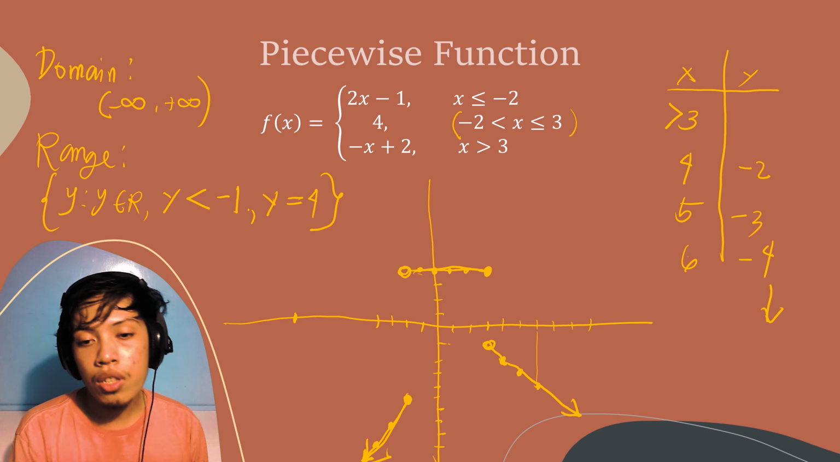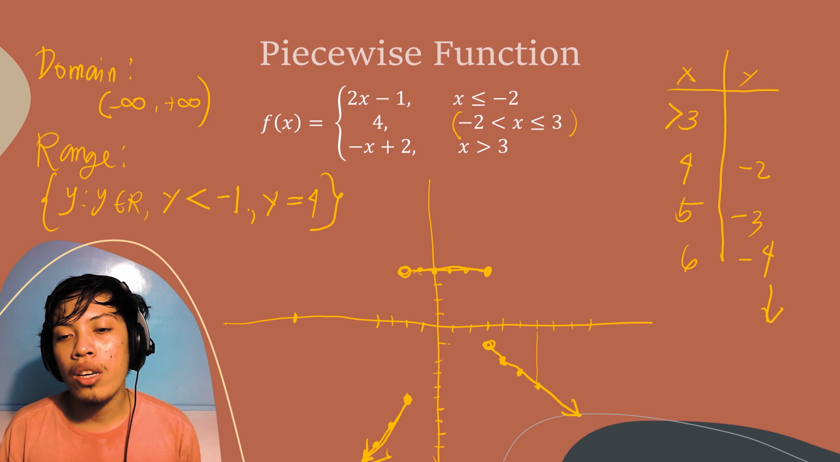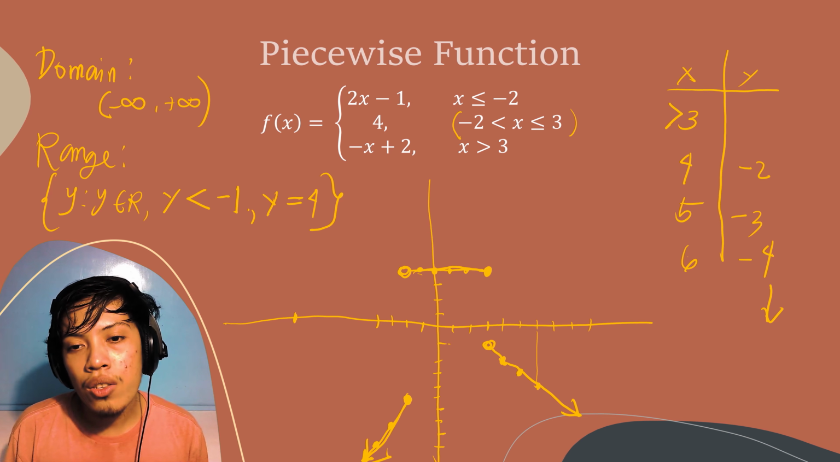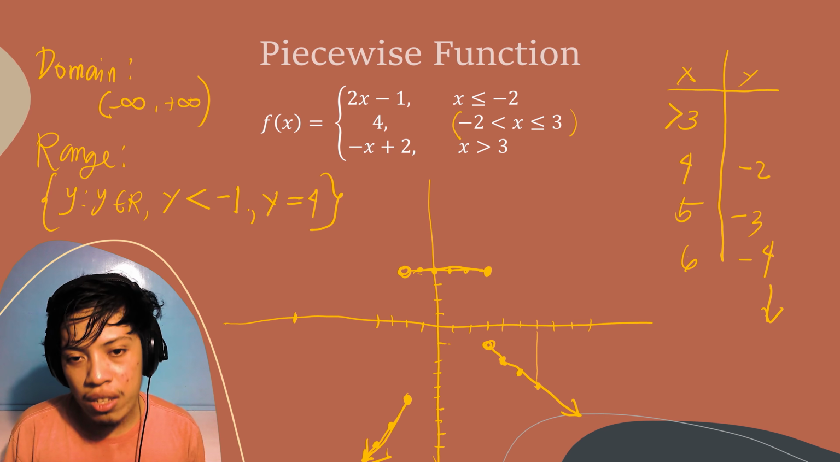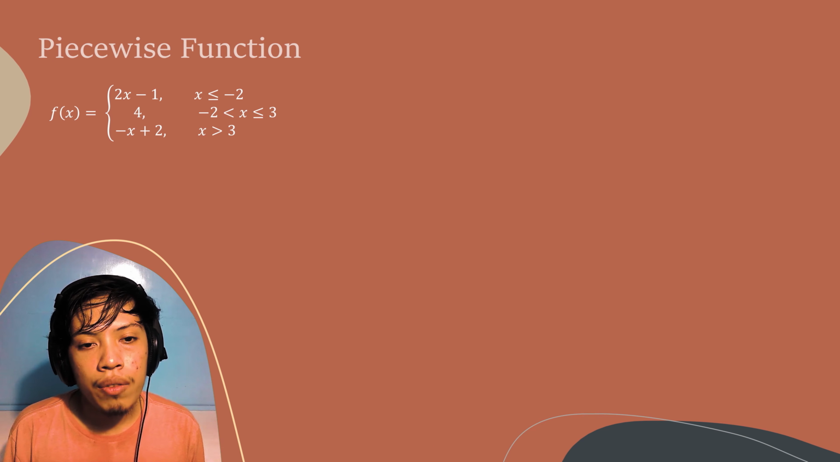Now this is your range of the function. So y is all real numbers, y is less than -1, and also y is equal to 4. Okay, that is your domain and range of this piecewise function. Let's have the next one.